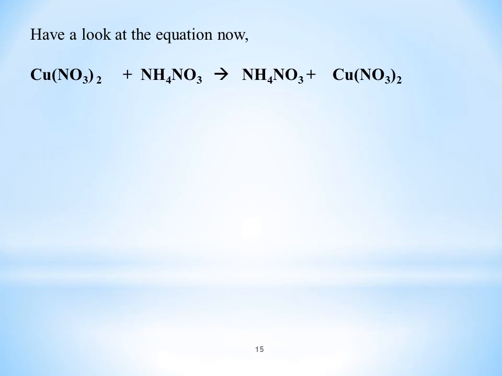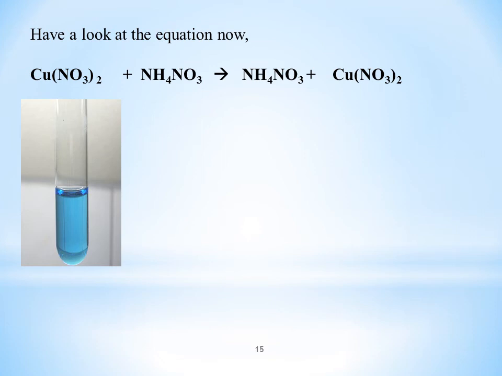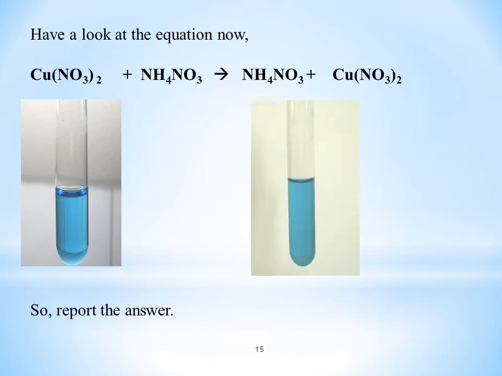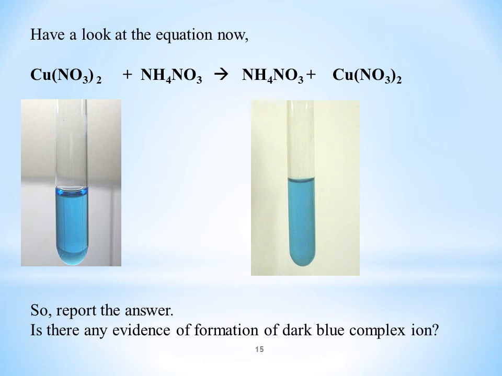Have a look at the equation. Copper nitrate reacting with ammonium nitrate, forming ammonium nitrate and copper nitrate. That means the reactant and product sides are both the same, so there is no color change. That means there will be no tetraamine copper(II) ion complex formation, so no royal blue color will appear.